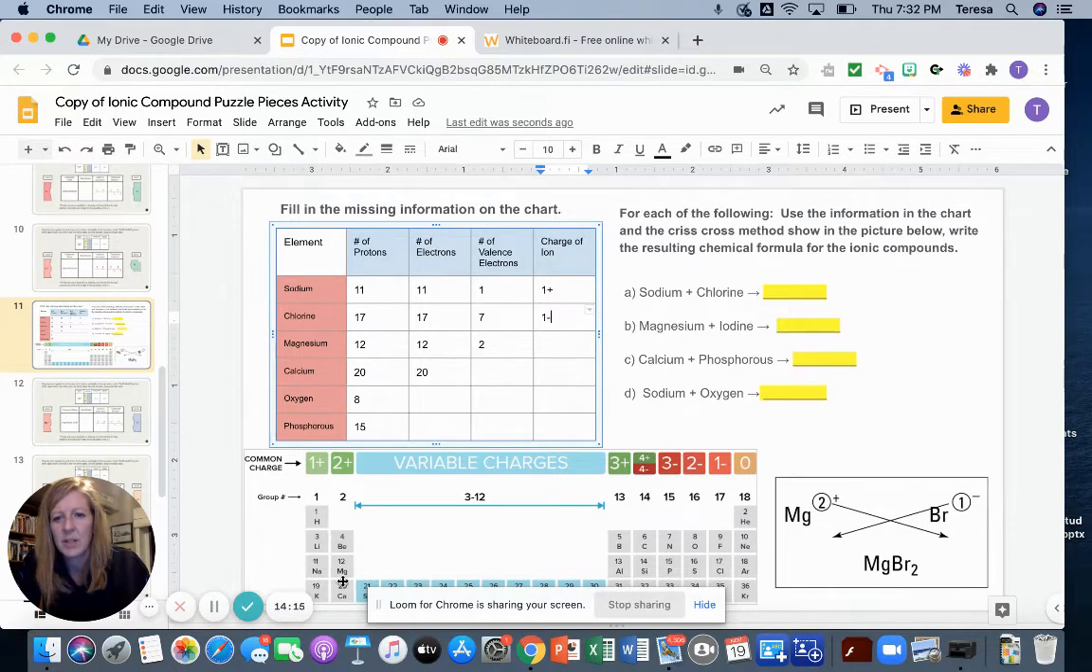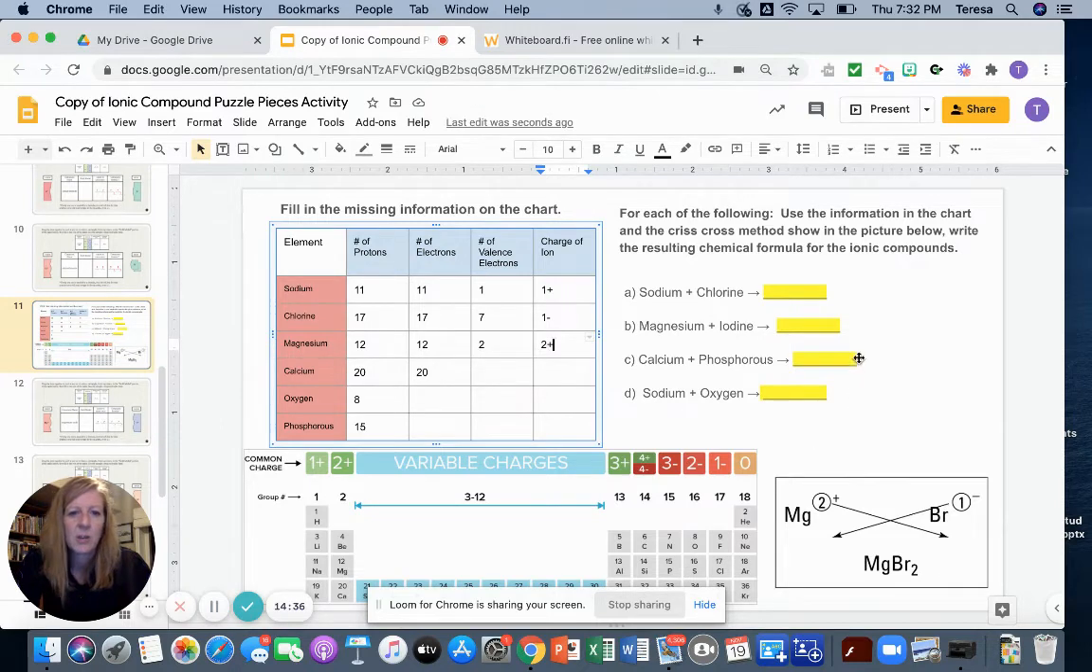Magnesium is over here. It has 2 valence electrons. 2 is closer to 0 than it is to 8. So that means magnesium is most likely to lose 2 electrons. So it would form a +2 ion. Okay, so fill out the rest of this chart.